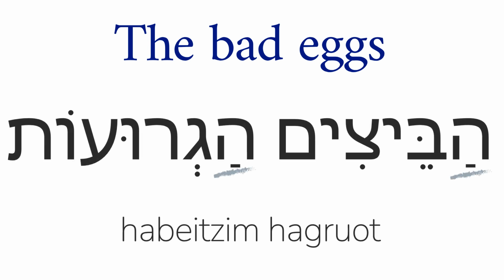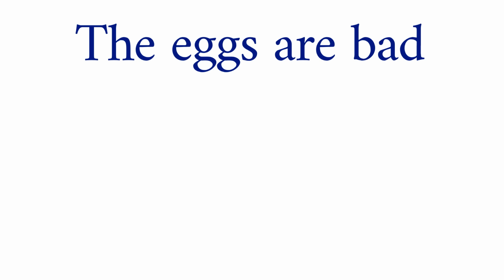Our next phrase is the bad eggs. This phrase has the same structure as the small cake and the soft bread. Remember, to translate this kind of structure into Hebrew, we add a hey, meaning "the," to both the noun and the adjective. So we have ha beitzim, ha garuot. Ha beitzim, ha garuot. The bad eggs.